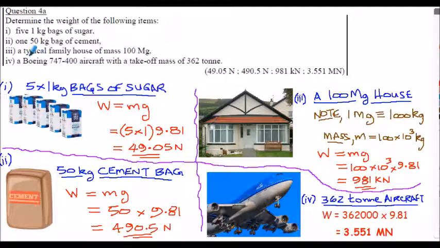And finally, question 4a, part 4. We're given that the Boeing 747-400 aircraft has a takeoff mass of 362 tons. Again, we have to convert this into a weight. So, given the aircraft mass is 362 tons, converting that into kilograms, there's 1,000 kilograms in 1 ton, so the mass is 362,000 kilograms. Multiply that by 9.81 meters per second squared, we can find the weight, and the weight force is 3.551 meganewtons, or 3.551 times 10 to the 6 newtons.